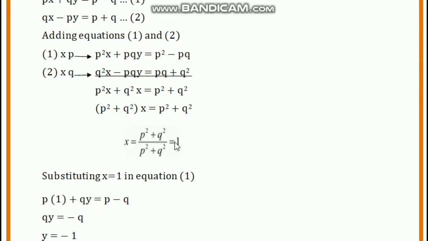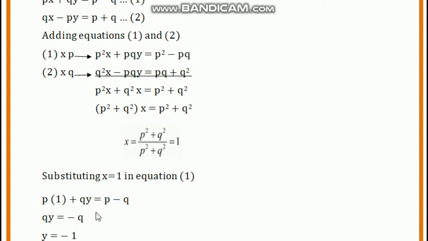So these two will be cancelled, and the remaining is 1. Next, substitute x equal to 1 in equation 1. You know what equation 1 is: px plus qy equal to p minus q. Then substitute x equal to 1. Then if you transpose p to the right hand side, you get p minus q minus p.